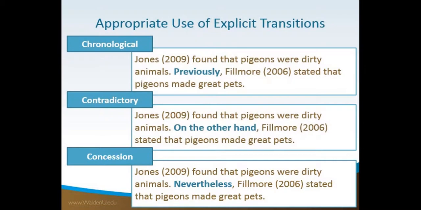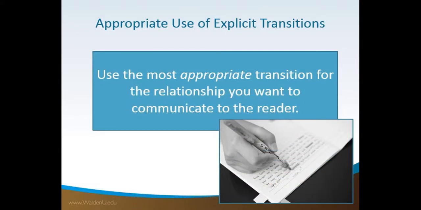None of these transitions are inherently wrong. It's all dependent on the author's intended meaning. Which transition the writer chooses really depends on what relationship they want to show to the reader. So when using explicit transitions, also make sure that you're using the most appropriate transition for the relationship you want to communicate to your reader.